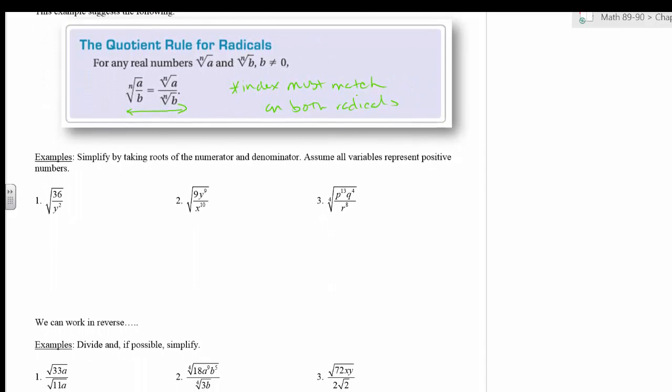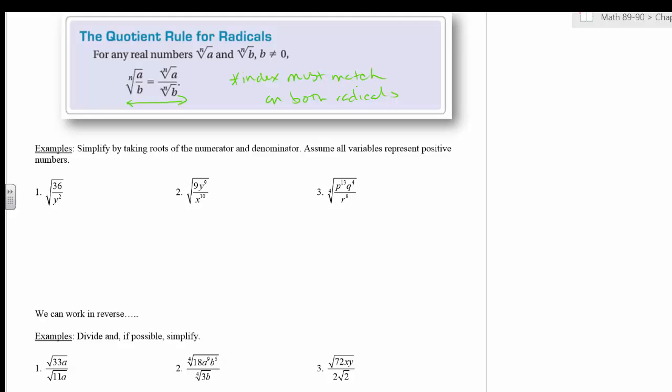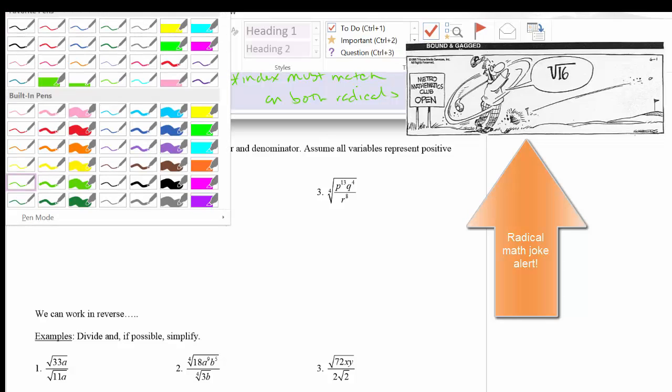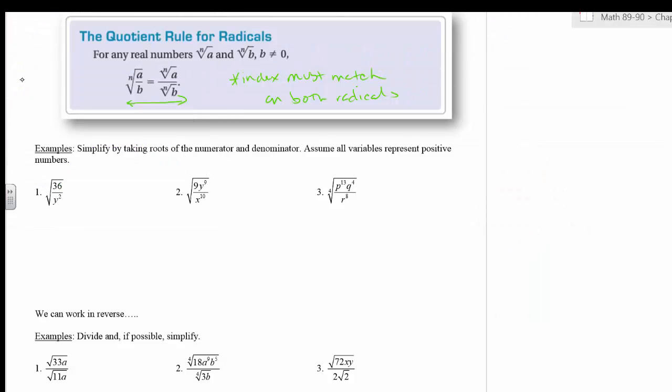Okay, let's look at the first set of examples. Here we start with single fractions, and it says simplify by taking roots of the numerator and denominator. Assume all variables represent positive numbers. So let's switch colors here. We'll go blue. So the square root of 36 over y squared, remember, we can just split up, and you don't have to, but sometimes it allows you to simplify a little more than you could before. In this case, these are both perfect squares, so we end up with 6, and the square root of y squared, remember in section 10.3, we learned that we could divide the exponent by the index, and so we just pull out y. So we get 6 over y.